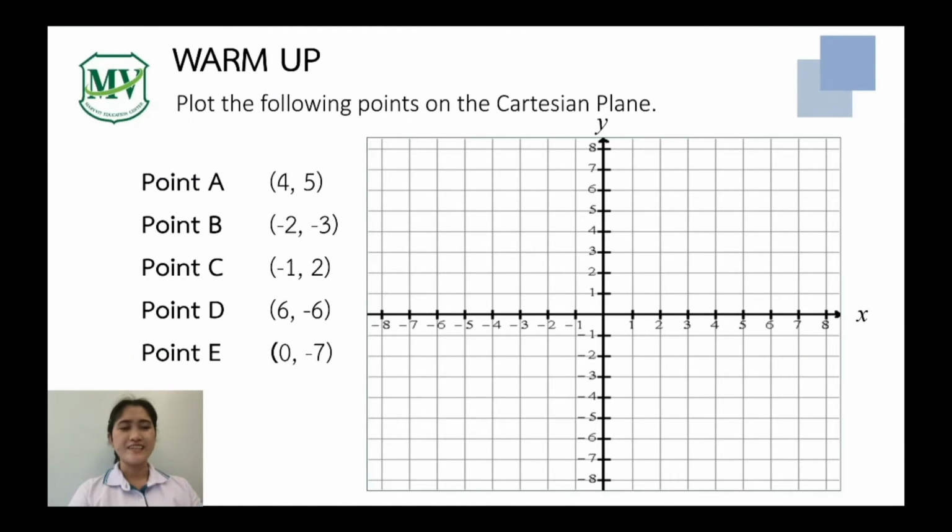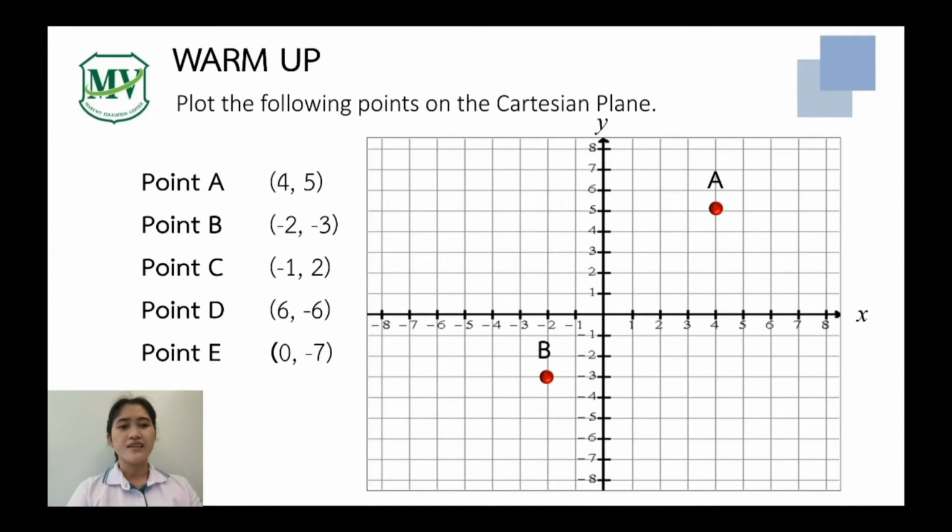Before we start our lesson, let's have a quick review on how to plot points on the Cartesian plane. Let's start with point A, (4, 5). From the origin, right 4, up 5. Point B, (-2, -3). From the origin, left 2, down 3.